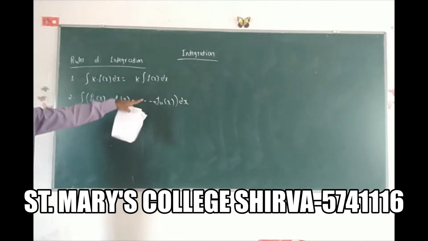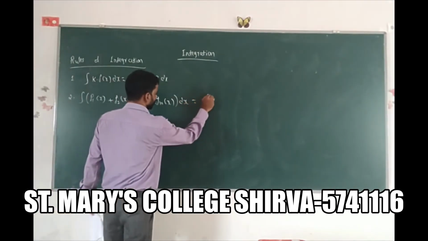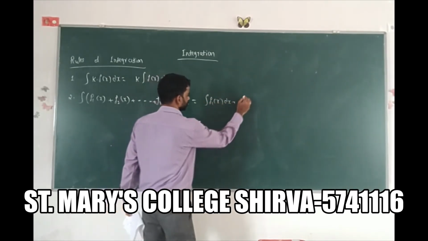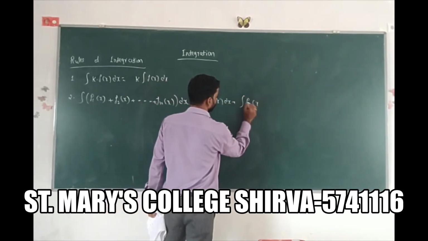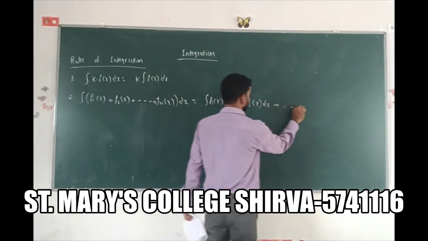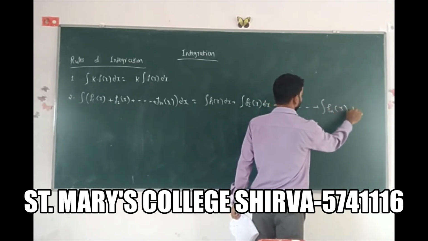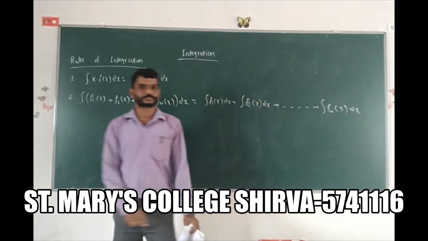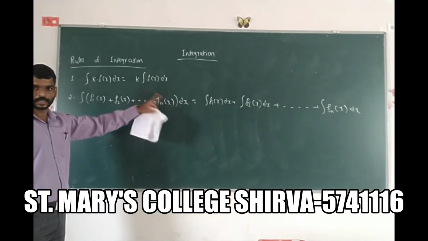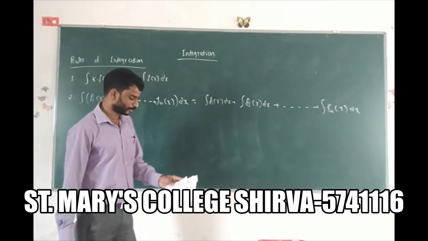f1, f2, f3, f4, the sum of the functions, is equal to the integration of f1(x) dx plus the integration of f2(x) dx plus the integration of fn(x) dx. Okay, so if it is like this, f1 plus f2, we can sum it and integrate it individually.